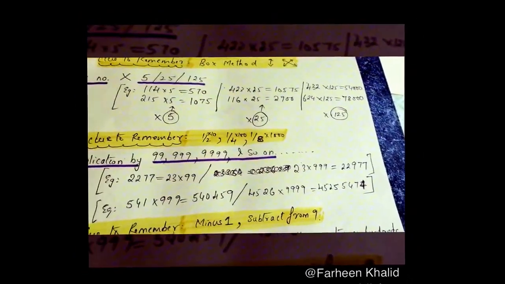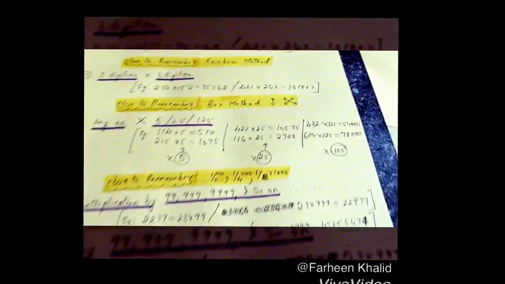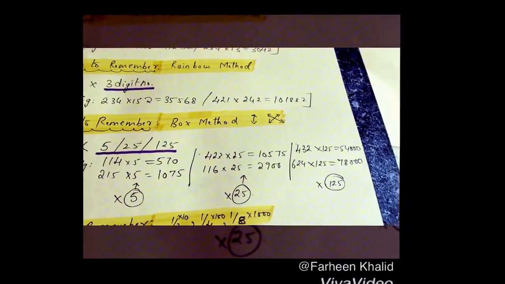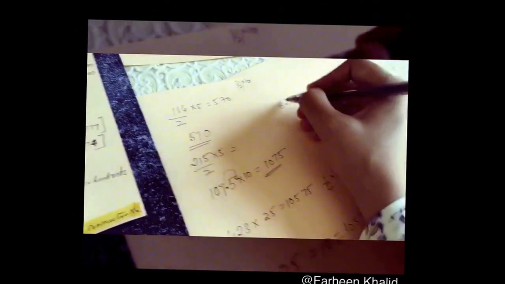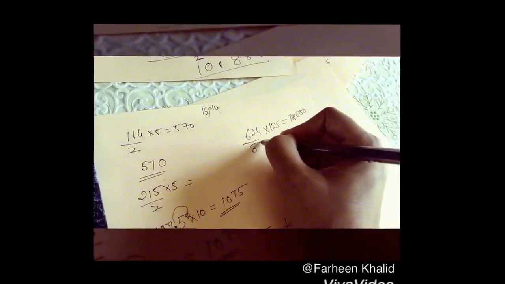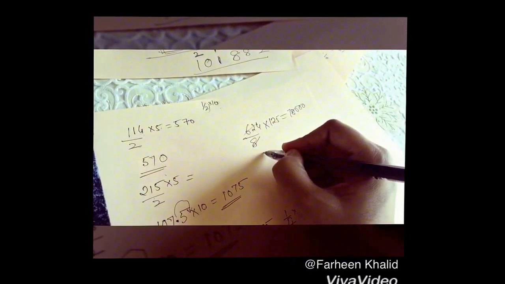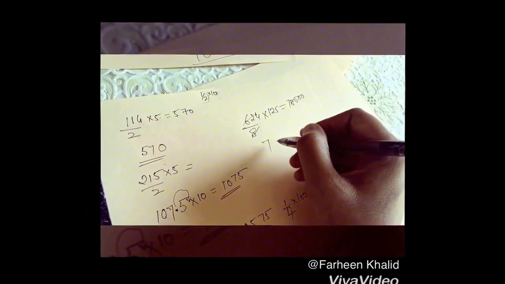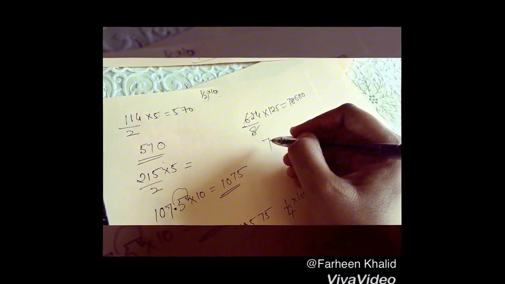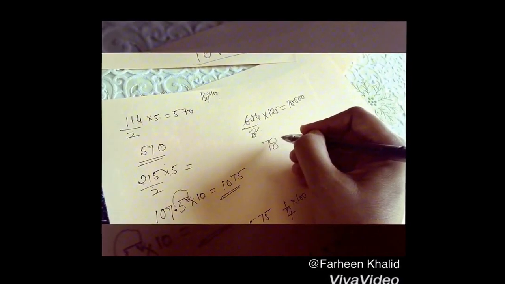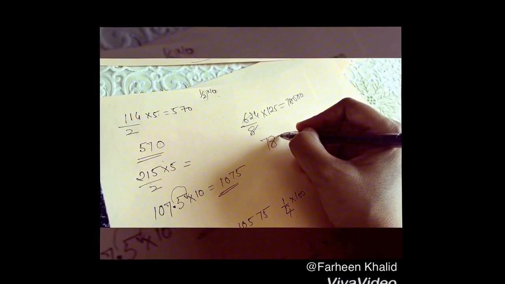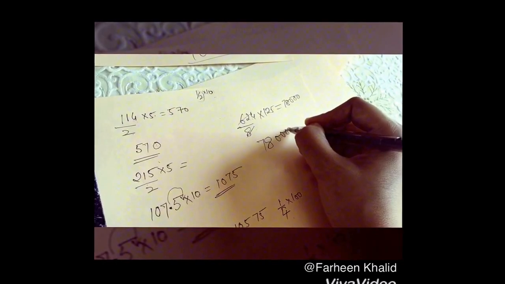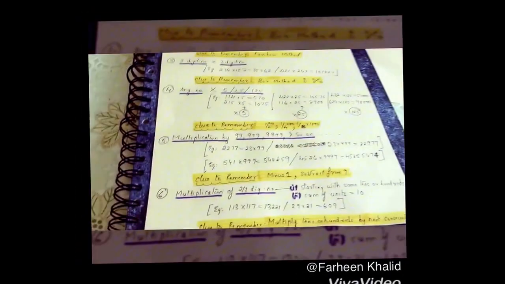Okay, let's do one last one in this category, which is 624 times 125, which is 78,000. So you do 624 divided by 8, which is 8 times 7, and then you have 8 times 8, which is 64. All right, so 78, and then you multiply it by 1000, which becomes 78,000. All right, so that was really easy.